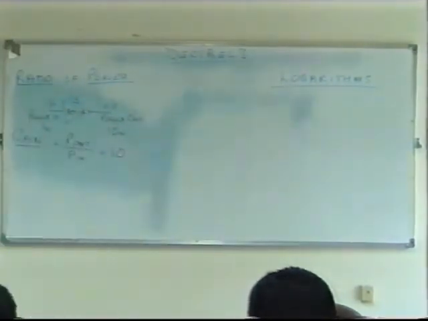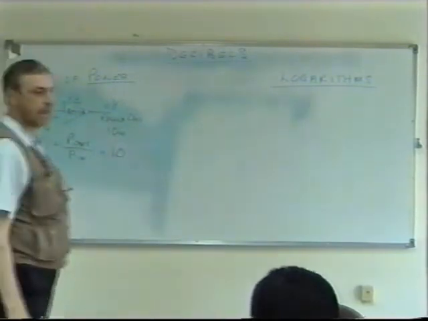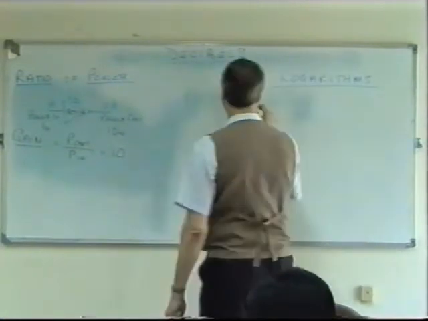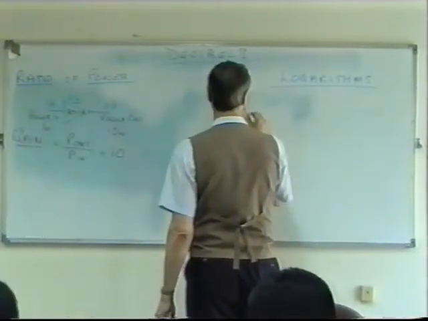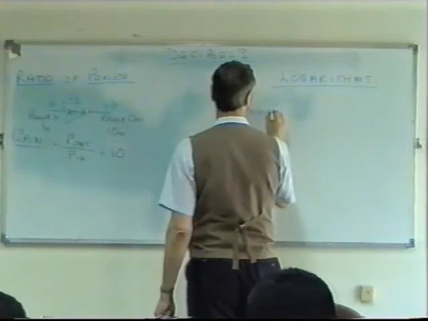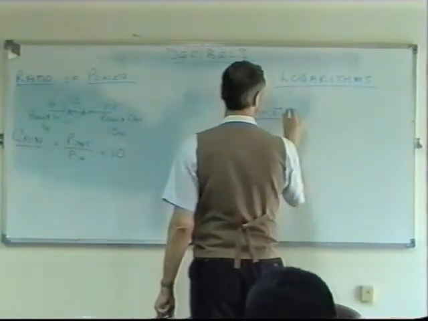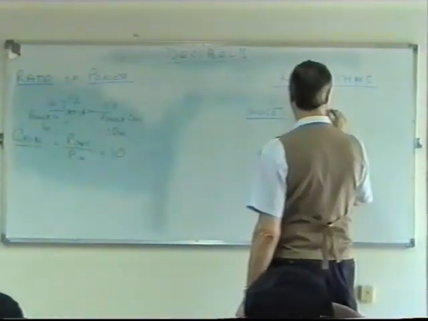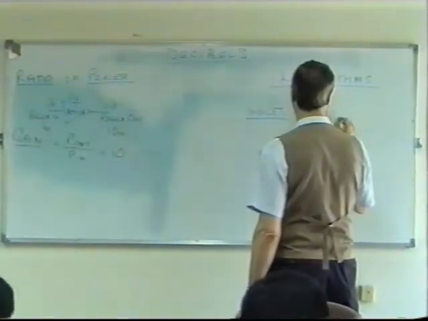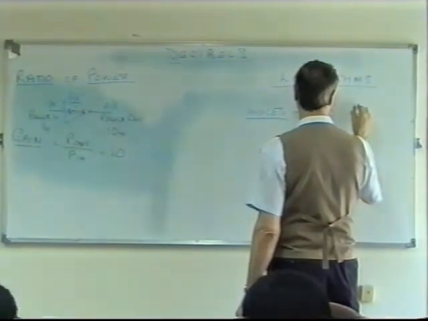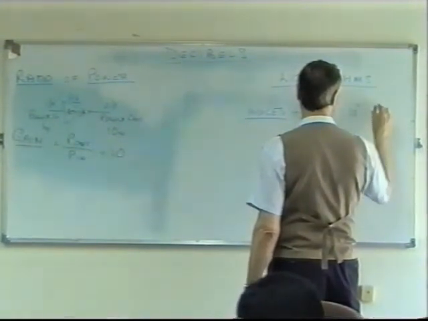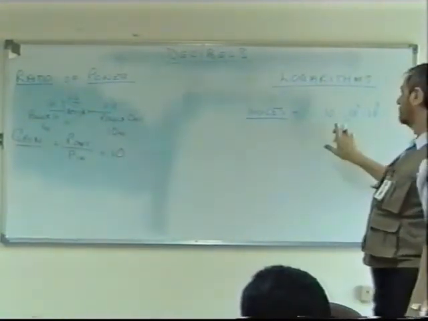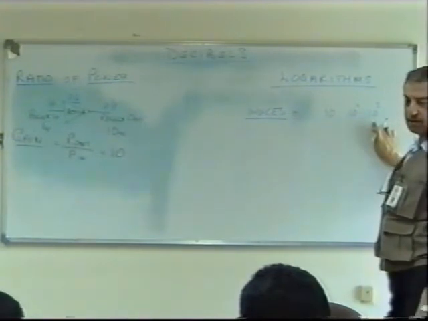Now we're going to talk particularly about logs to the base of 10. So let's talk about, first of all, indices. And let's take some examples. For instance, if I have 10 to the power 1, or 10 to the power 2, 10 to the power 3, etc., what does this mean? For instance, what does 10 to the power 3 mean?